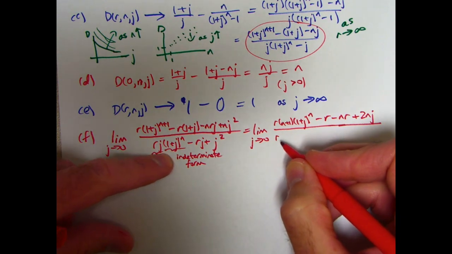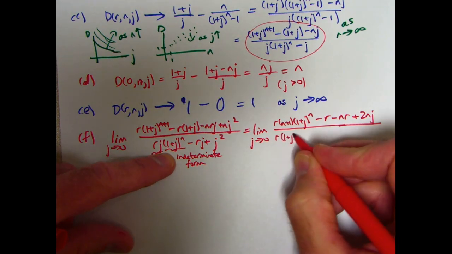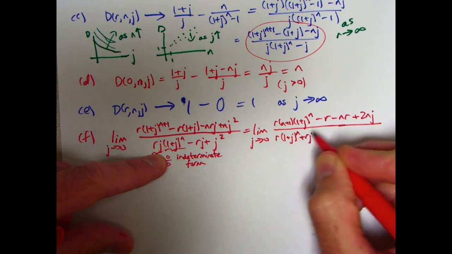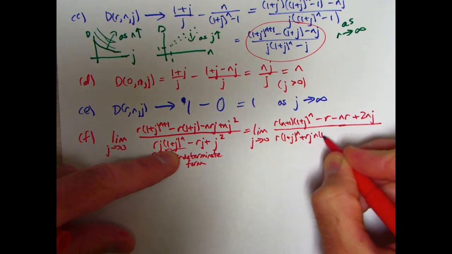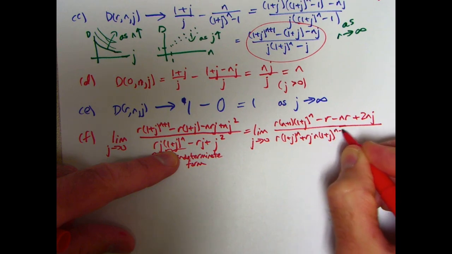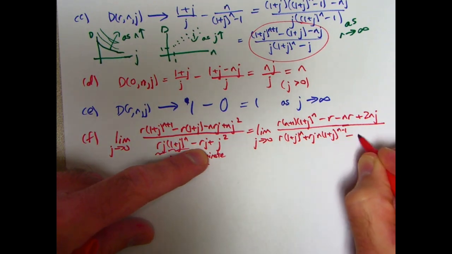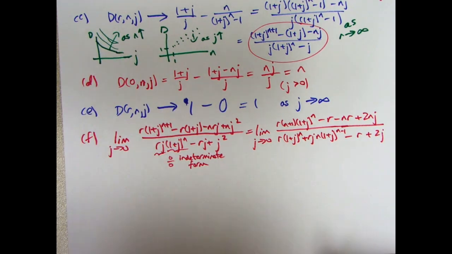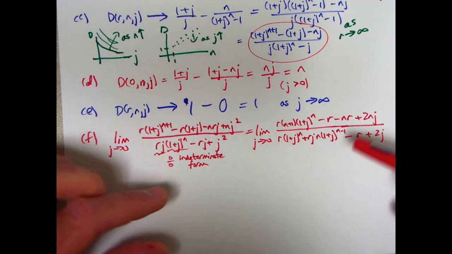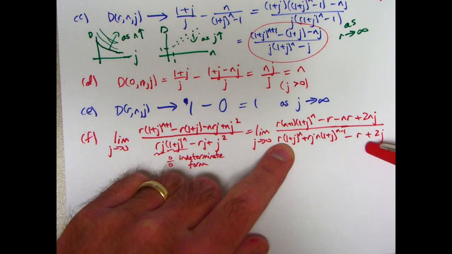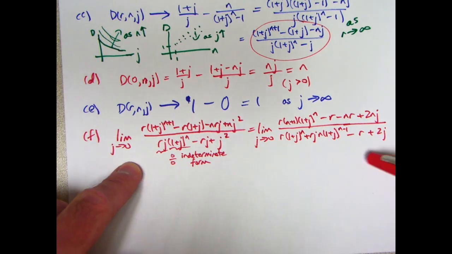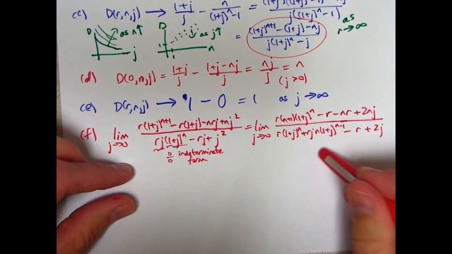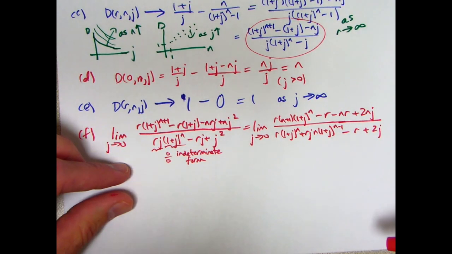That's the derivative of the first function times the second function, plus the first function, rj, times the derivative of the second, n times 1 plus j to the n minus 1, minus r is the derivative of this one, plus 2j is the derivative of this one. Okay? If this limit exists, then it will equal what this limit is. Though both of these limits will be the same. The original limit will equal this one if this one exists. But does this one exist?